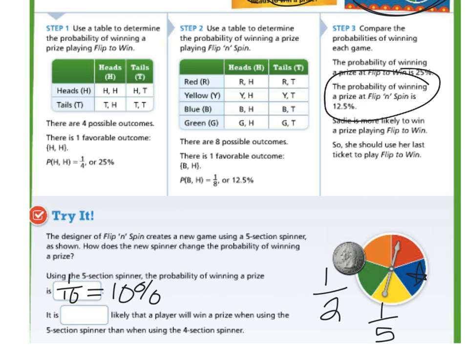So in this case, it is less likely that a player will win a prize when using the 5-section spinner than when using the 4-section spinner. In other words, the more outcomes you have, the fewer chances you have of winning.